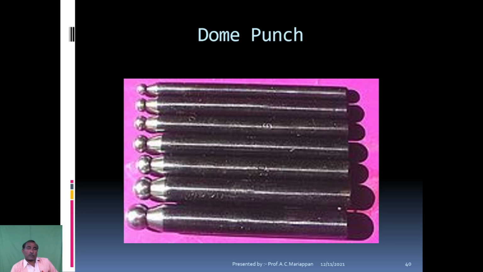Then the dome punch is used for alignment, and also for sheet metals to make an impression, that is, some surface depression that can be formed by means of a dome. The dome shape at the head will be helpful to make different shapes of information that can be found on the sheet metals.